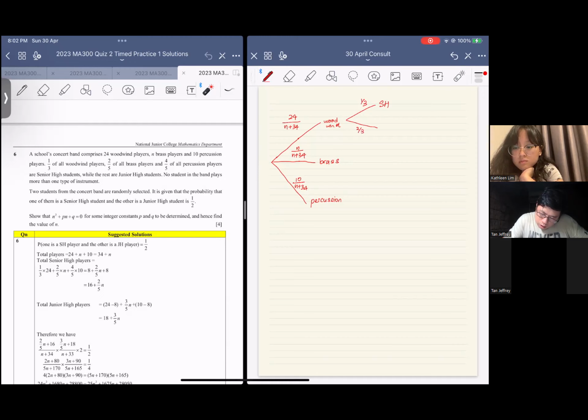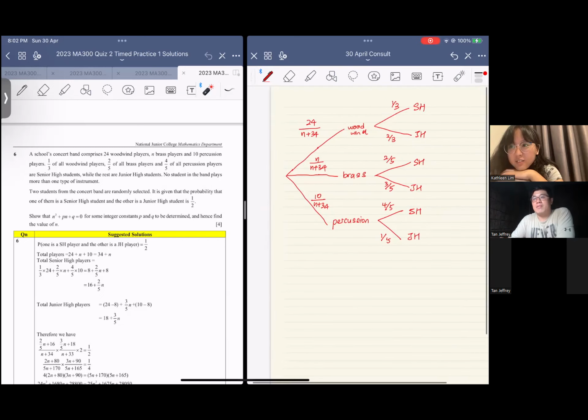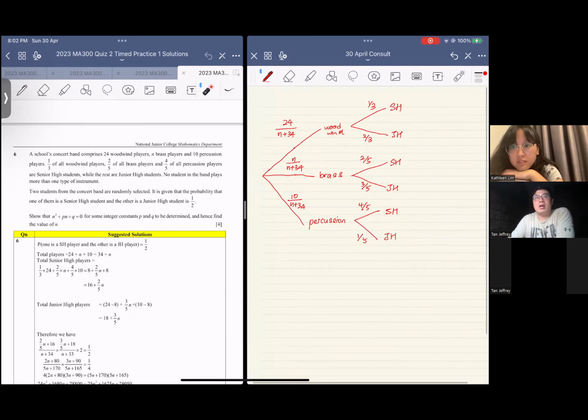Do you draw a tree diagram for this? No, I didn't really process the question. Of course, the difficult part is to see which one comes first in the tree diagram. My thought is that if it's coming in stages, like I choose this, then I choose that, then I choose that, so it seems like there are a few stages. So I will do a tree diagram to process the information.